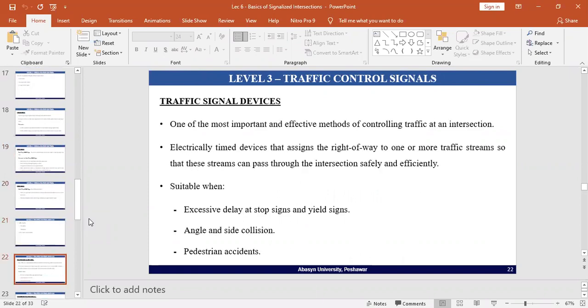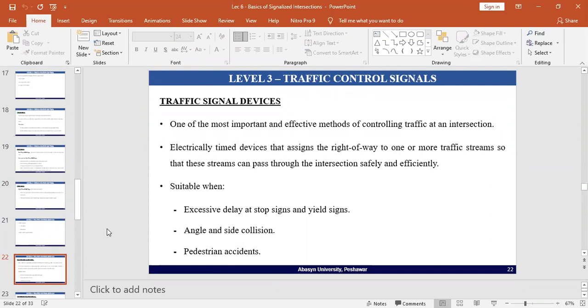Okay, so now we will study level 3. Traffic signal devices are one of the most important and effective methods of controlling traffic at an intersection. They are electrically timed devices that assign the right of way to one or more traffic streams so that these streams can pass through the intersection safely and efficiently. They are suitable when there is excessive delay at stop signs and yield signs, angle and side collisions, and pedestrian accidents.